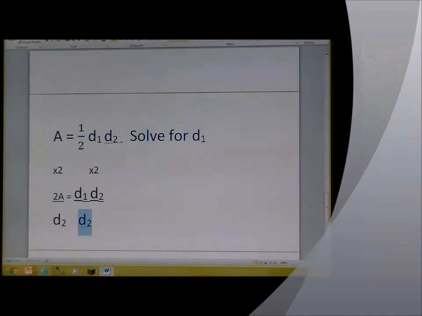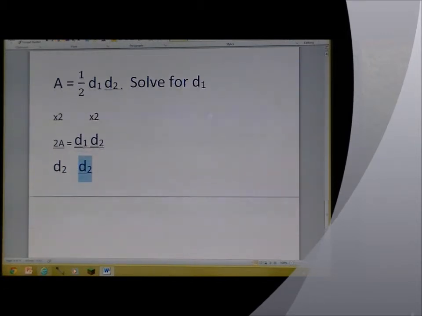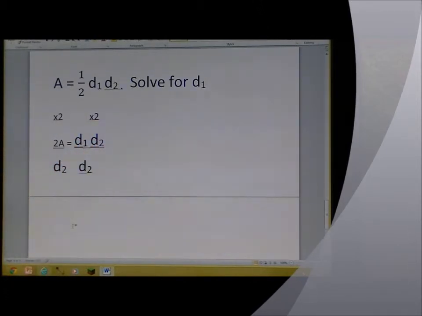In order to simplify that, d sub 2 divided by d sub 2 is just 1. So those cancel out, and that becomes 1. And then what we have left on this side is a fraction. I'll put it in the middle.